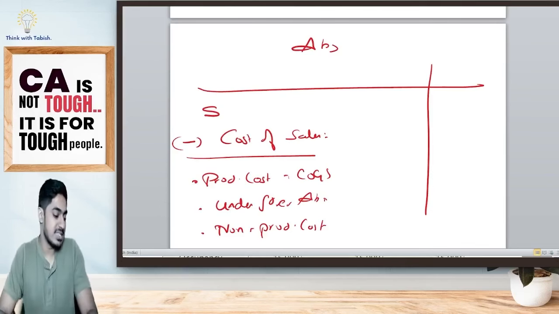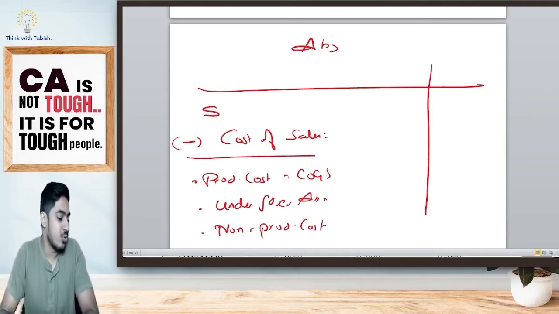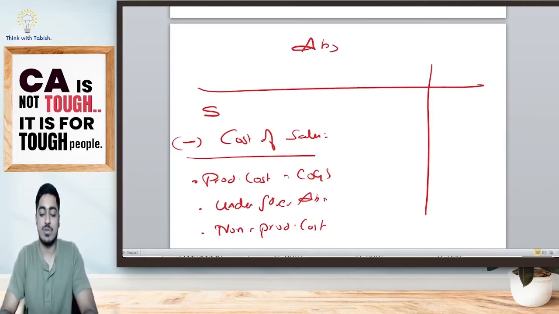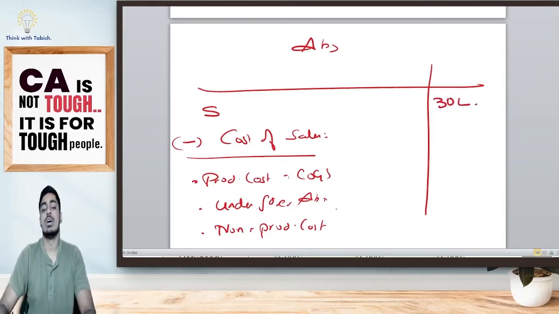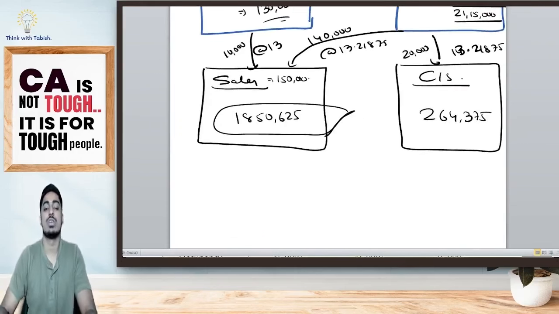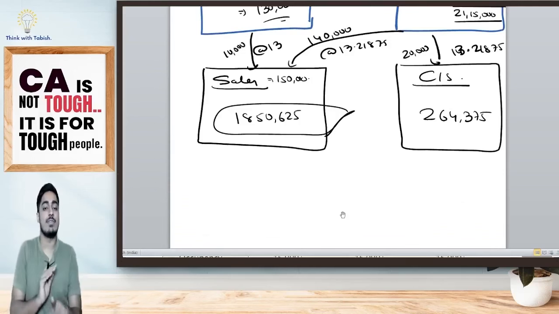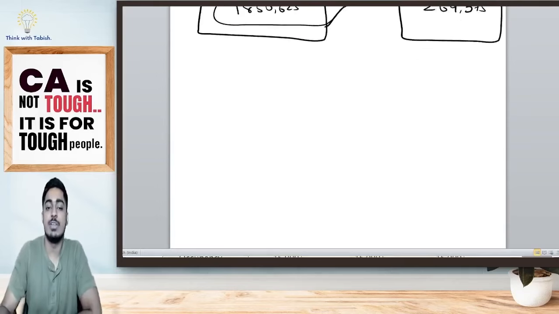What is my sales? How many units have I sold, students? I have sold 1,50,000 units. Every unit I have sold at 20 rupees. That means my sale is 30 lakh. What is my product cost, students? I have calculated it just here: the cost of the goods sold, with opening stock and current period all considered. I have told it is 18,50,625.